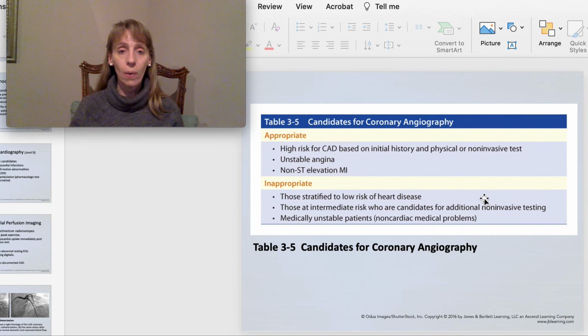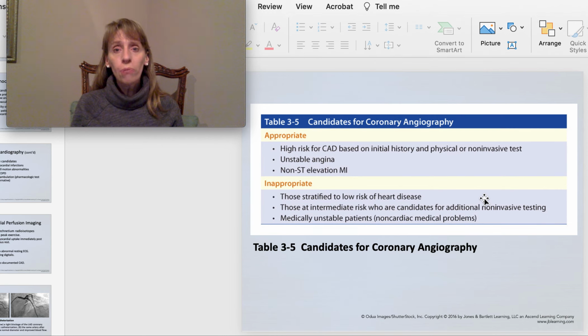You get data right away again, but the physician needs to make sure they follow that decision tree. So appropriate versus inappropriate: high risk based on initial findings, we know they're high risk, we know they have active ischemic heart disease, unstable angina, non-ST-elevation MI. A non-ST elevated MI is a little confusing because we haven't really talked about the EKGs, but these three things are what I'm trying to tell you.